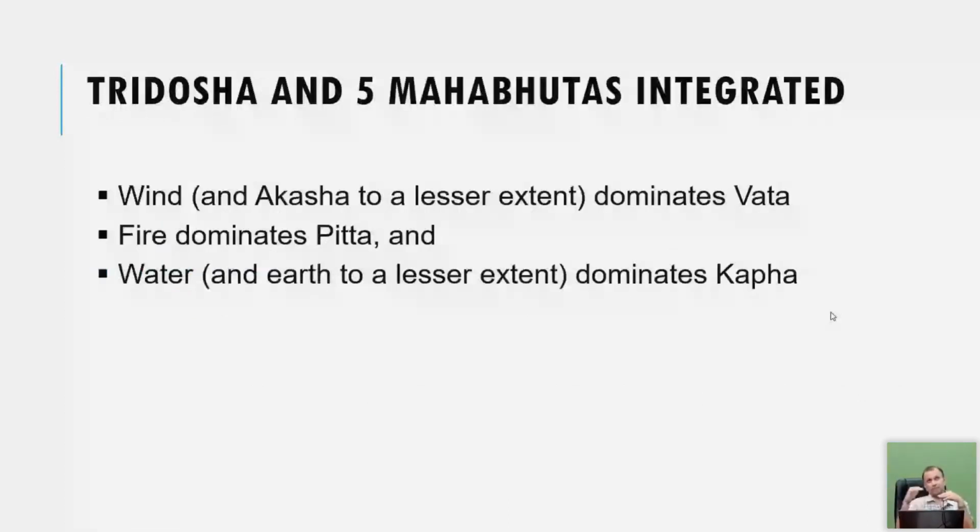Again, there was a link, right? Integration between Tridosha and Panchamahabhuta, right? Wind and Akasha to a lesser extent dominates Vata, fire dominates Pitta, and water dominates Kapha, and of course Earth to a lesser extent, right? So see, this is how in Ayurvedic classics you get the explanation of, for example, Agni Reva Sharire Pittantargataha, right? Or Vayu Reva, Bahya Vayu and Abhyantara Vayu. So such explanations you get, right?